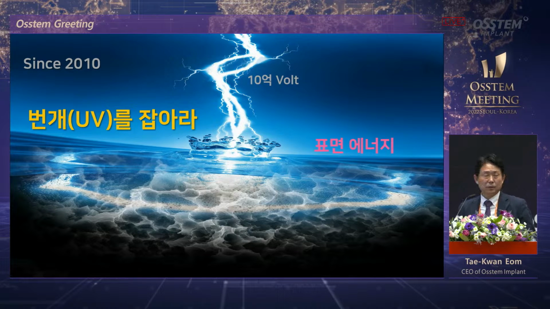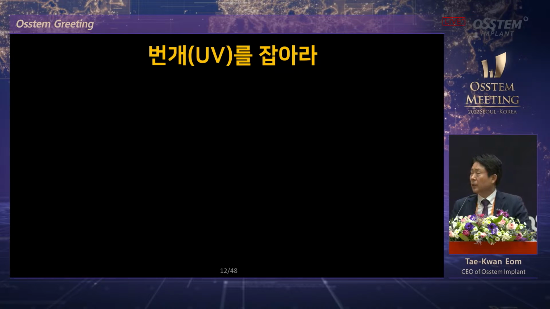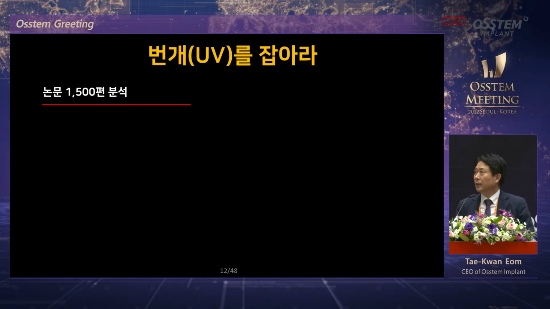If you look at the lightning, it is about 1 billion volt. So if you can catch the lightning, the energy shortage problems can be resolved to a great degree. But up to now, nobody could capture the lightning. But Osstem caught the lightning. Let me explain how we do that. So let me explain the efforts that we made.